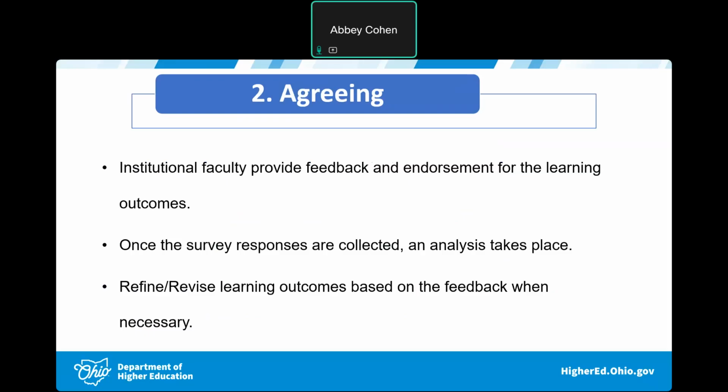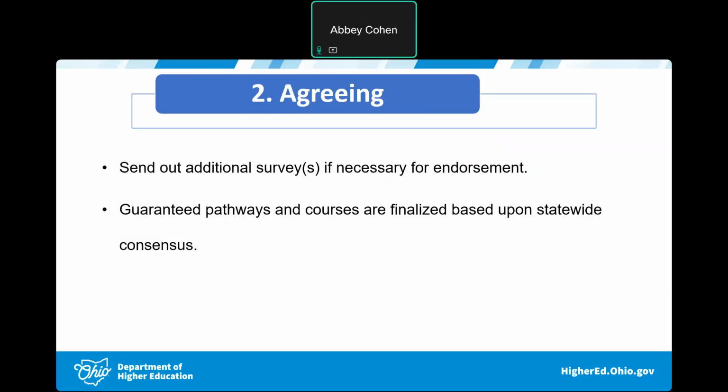During the agreeing process, the panel's proposed criteria are presented to Ohio's public institutions of higher education in a survey format to solicit feedback. For any statewide criteria to be endorsed, a consensus needs to be reached by the institutions. Once survey responses are collected, the results are analyzed, refined, and/or revised based on institutional feedback. If substantial changes are needed after the initial endorsement survey, the process will be repeated. This step can take varying amounts of time depending on the complexity and refinement needed.